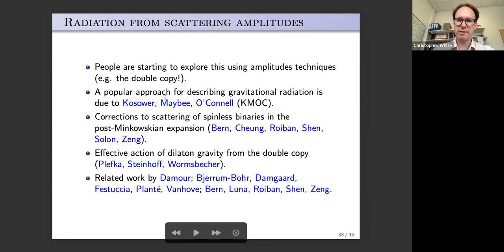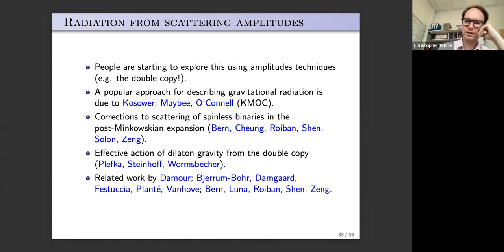There's a popular approach for describing gravitational radiation using amplitudes called the KMOC approach, which stands for Kosower, Maybee, and O'Connell. Recently, corrections to the scattering of spinless binaries was done in what we call the post-Minkowskian expansion. I only mention that because this is a case where new information that is needed for these kinds of events was generated from these double copy techniques that went beyond what GR people already knew. Essentially, what these double copy methods do is they make those classical GR calculations much, much more efficient because you're really working in a simpler gauge theory and then copying the results to a complicated gravity theory.